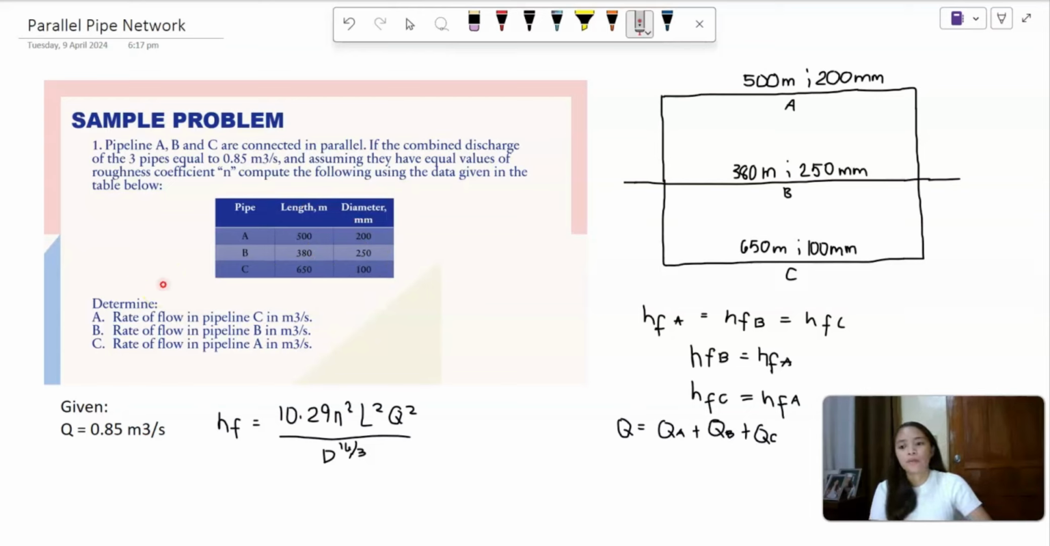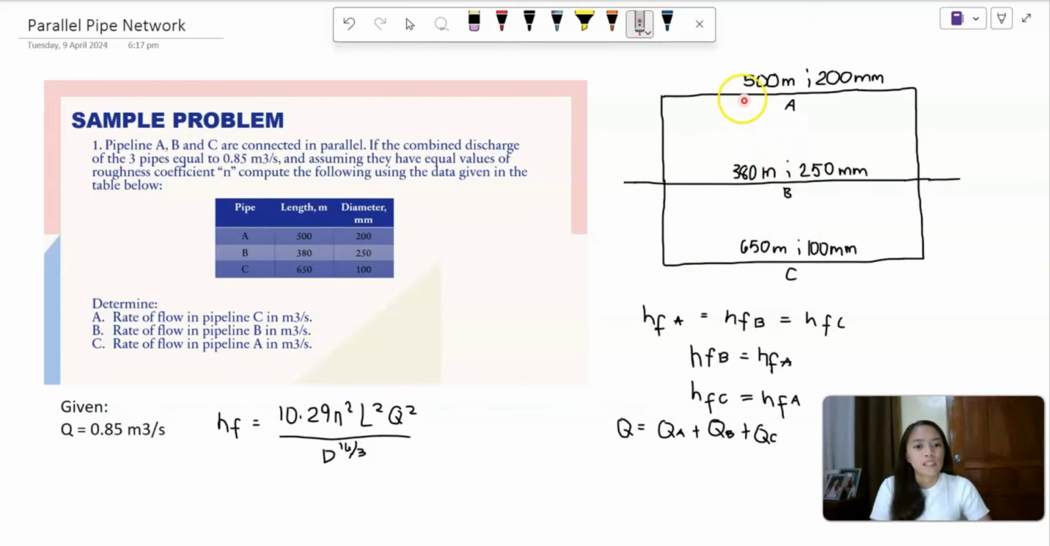First, we need to determine the rate of flow in pipeline C. Next is the rate of flow in pipeline B. And lastly is the rate of flow in pipeline A in cubic meter per second. Here, I already drew the figure or illustration. This is pipeline A, this is pipeline B, and this is pipeline C. Then we will get the equations that we can use here.